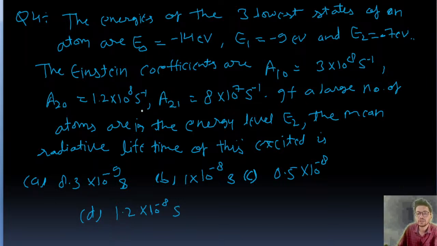If a large number of atoms are in the energy level E2, the mean radiative lifetime of this excited state is? So we need to find the mean radiative lifetime of this E2 state. Very simple question, so I'm going to solve it.